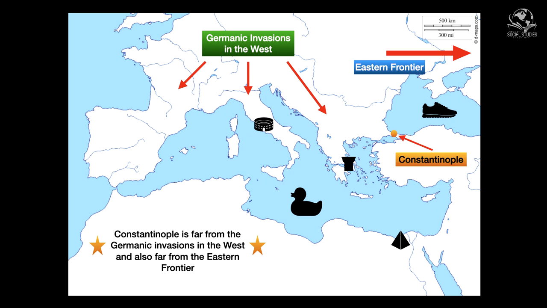There's another term you need to know. It says Eastern Frontier. A frontier is kind of like a wild and crazy place where there's no law. So there's no one protecting that area to the east. So once again, Constantinople is far away from everywhere that there's problems. And that's why they last for a very long time after the Western Roman Empire falls.